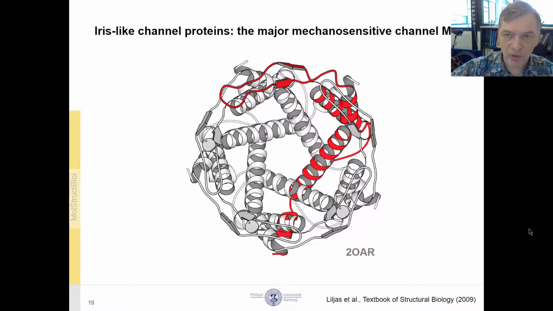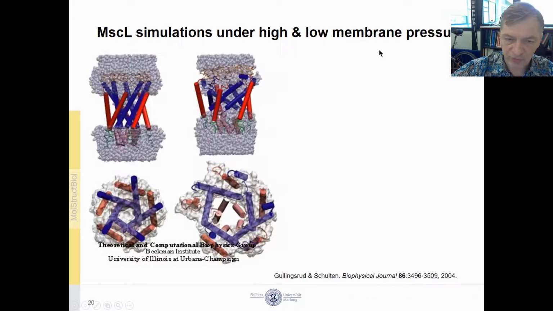And that is the purpose of the mechanosensitive channel MscL. It opens up as a security valve. So a lot of studies have been done on this protein. The structure, interestingly, was done here.